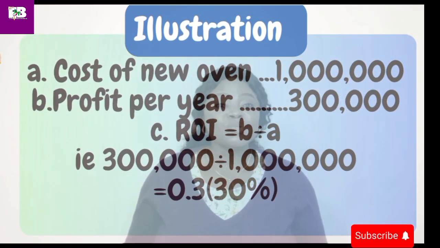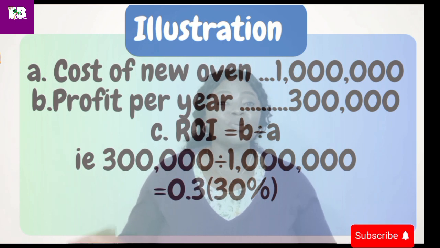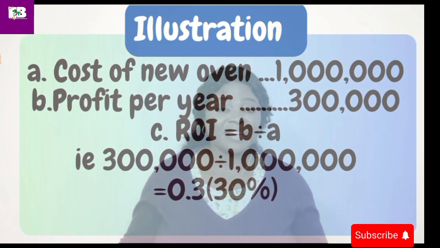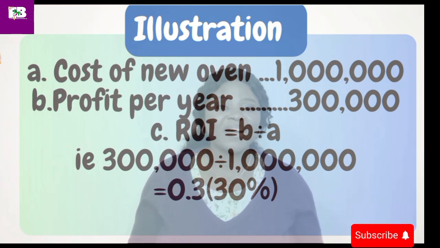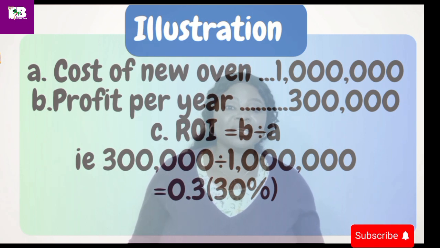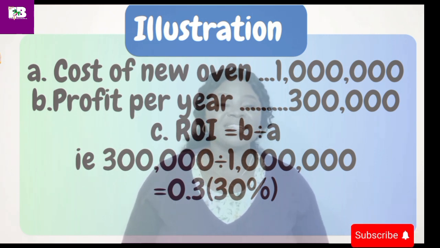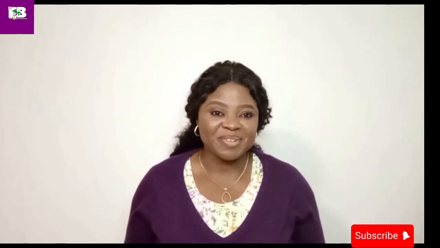Lara's return on investment would be the 300,000 naira profit that the oven will generate at the end of the year. That's 300,000 naira over the cost of that oven, which is 1 million naira. And this gives us 30%. Like profit margin, return on investment too is calculated in percentage. So as a business owner, if you want to invest in any equipment or expand your business, it is important for you to know the returns on investment that equipment is going to generate.